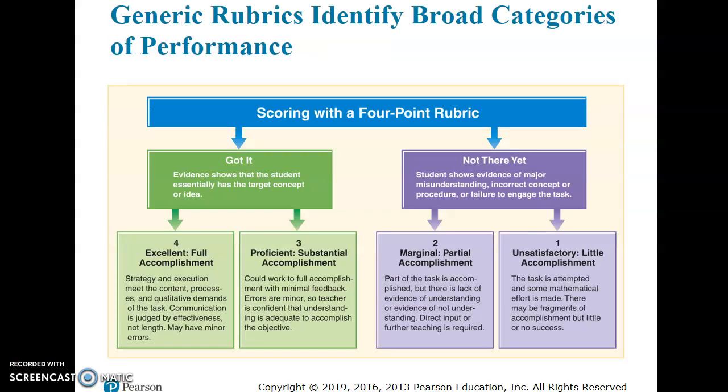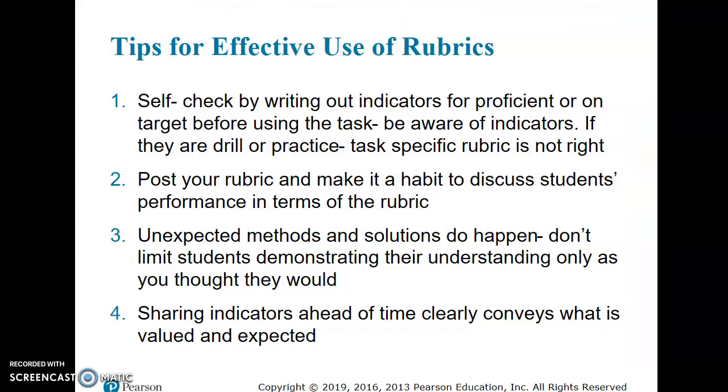Generic rubrics identify broad categories of performance and therefore can be used for multiple assessments. Generic rubrics allow a teacher to score performances by first sorting into 2 broad categories: not there yet and got it. Under the not there yet, you have 1 for little accomplishment, 2 partial accomplishment, 3 substantial accomplishment, and 4 fully accomplished.